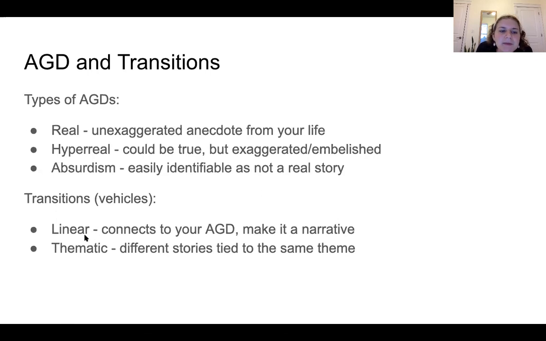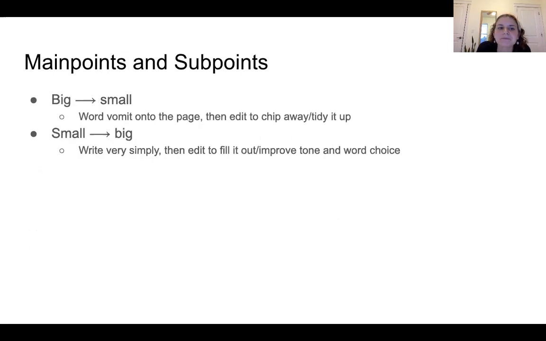So, examples for each. Linear, for example: if your AGD was a story about your basketball team, then your transitions would all be different stories about your basketball team. But with thematic, if your AGD was a story about your basketball team, one transition might be a story about your baseball team, and then one might be a story about your track team. So then the theme would be sports. That's the difference between them.